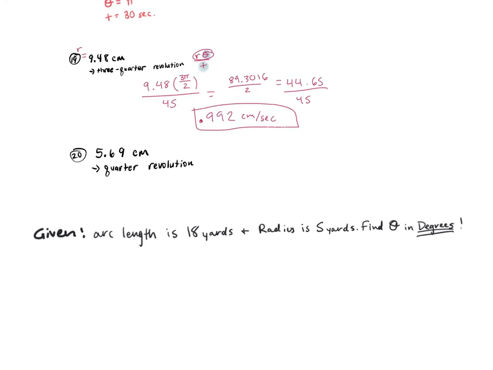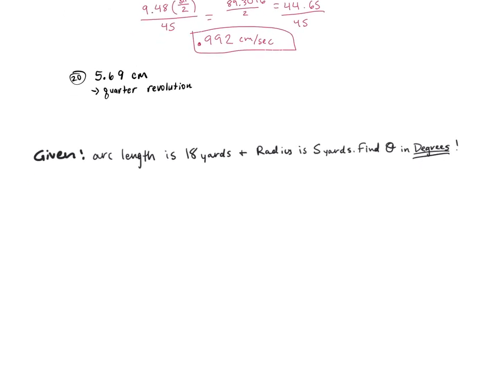Okay, I added this question down here, just in case we see one like this on the test. It says, given the arc length is 18 yards and the radius is 5 yards, find theta in degrees. What is our arc length formula? Remember, arc length is S, so what's S equal to? R times theta. So our arc length is 18, so we plug that in for S, and our radius is 5. And we need to find theta.